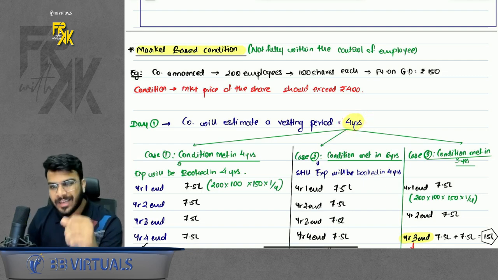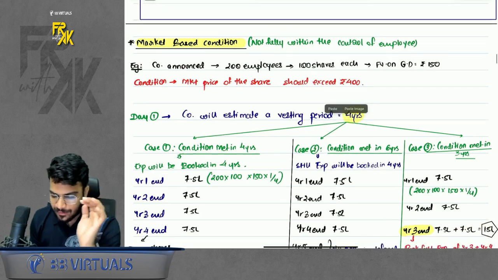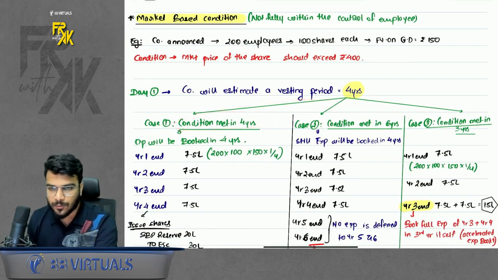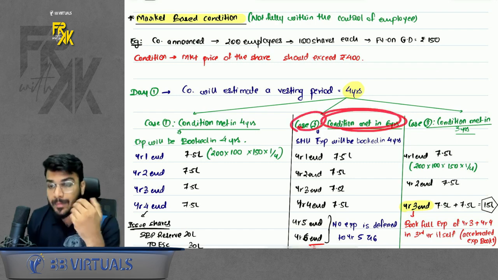No matter what, book the expense as per 4 years only. So there are 3 cases I took. First case, condition was met in 4 years. So book the expense over 4 years. Second case, condition was met in 6 years.